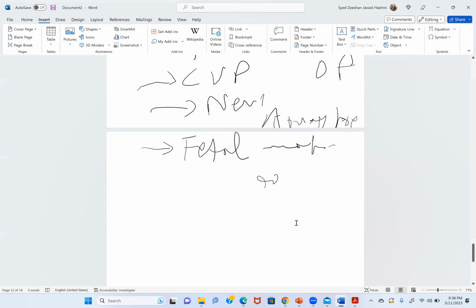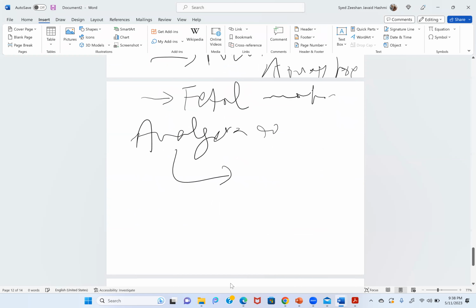Then the party does not finish here. Analgesia plan.